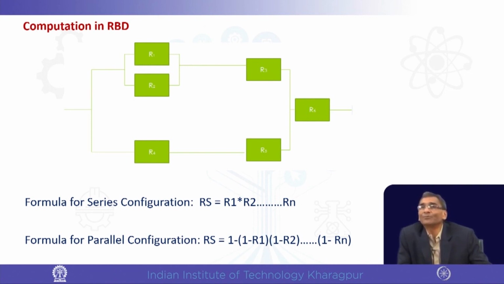Similarly, in this system somewhere it is in series, somewhere it is in parallel. If we have to calculate the reliability, then if anything is in series, say for example R4 and R5 are in series, the reliability calculation will be multiplication. But for R1 and R2 it is parallel, so it will be 1 minus R1 into 1 minus R2, that is what is given in the formula.